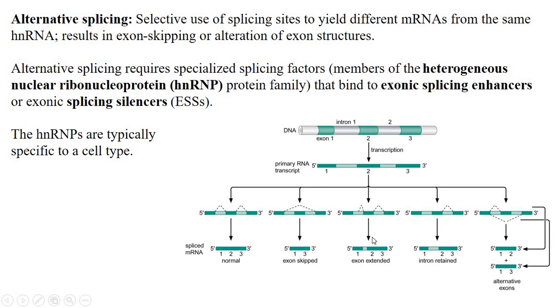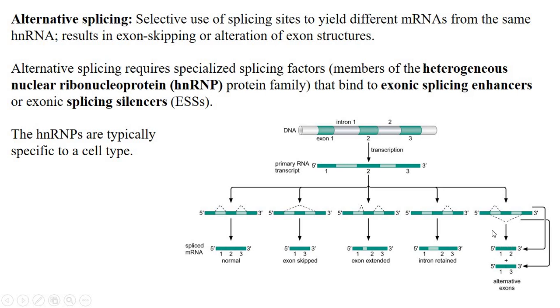Exon extended. In this case, instead of removing the intron from the exon-intron boundary, you're only removing a portion of the intron, and the remaining portion of the intron is still associated with the mature mRNA. That will increase the protein size from the normal protein, with these extra sequences. This is called exon extended. Another way of splicing is intron retained, where one of the introns is kept, and this intron will now be translated.